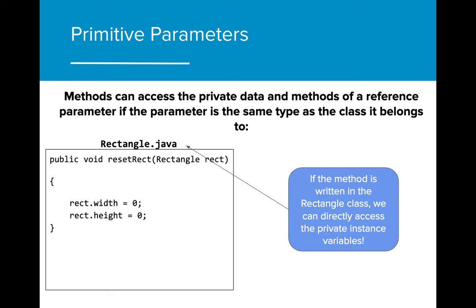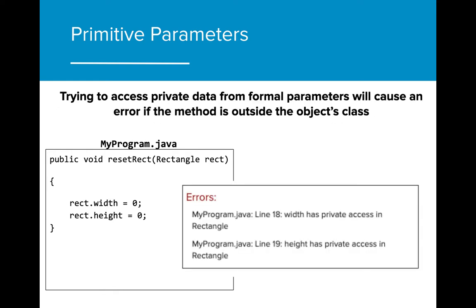This works when the parameter reference object is the same as the class file. If we tried to do this same thing in the myprogram.java file, it would throw an error, as the instance variables width and height have private access and can only be used directly in the rectangle.java file.